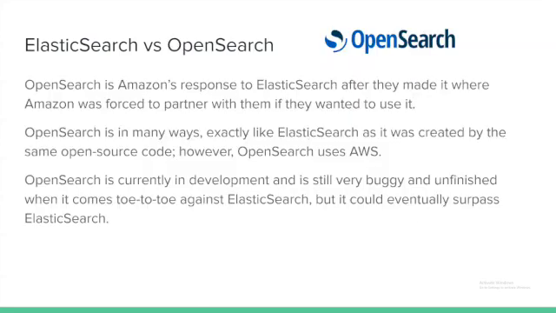So Elastic versus OpenSearch. OpenSearch is Amazon's response to Elasticsearch. Elasticsearch thought it'd be a good idea to make Amazon, if they wanted to use Elasticsearch, be their partner and all that stuff. So Amazon didn't like that idea, and they decided they might as well just make their own and not have to deal with a third party.